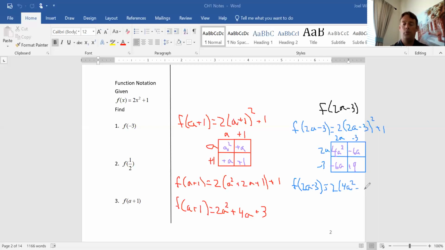So 4a squared minus 12a plus 9 plus 1. And that means f of 2a minus 3 would be equal to 8a squared minus 24a plus 18 plus 1 would be plus 19.